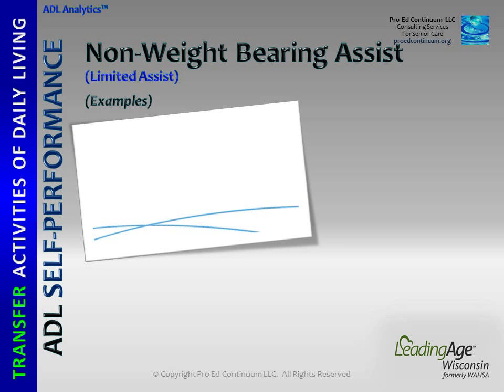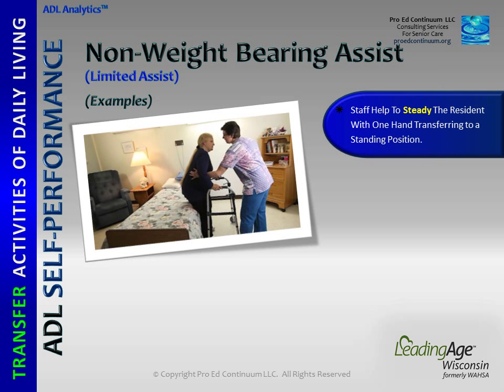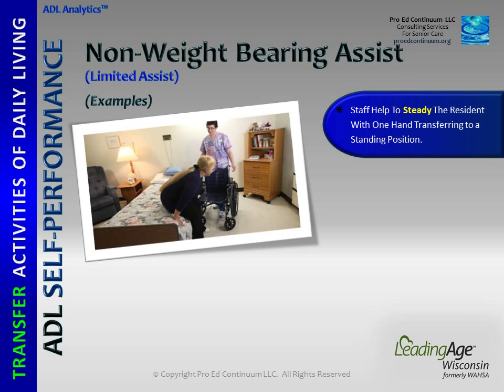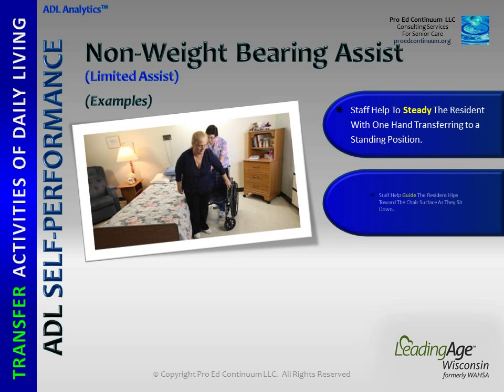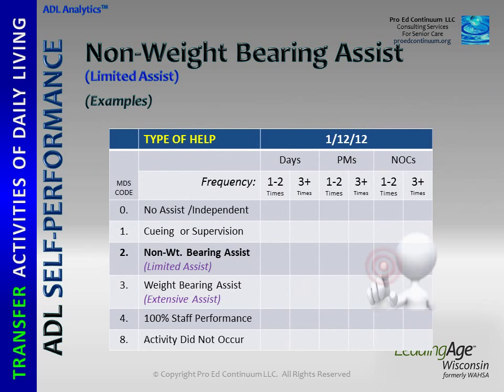Examples of non-weight-bearing assist would include staff lightly steadying a resident with one hand while transferring to a standing position, or staff lightly guiding a resident's hips to ensure proper positioning and safety during a transfer to a sitting position. Remember, if staff bear weight even 1%, then non-weight-bearing assist should not be indicated. A heavier type of help should be indicated, such as weight-bearing assist.